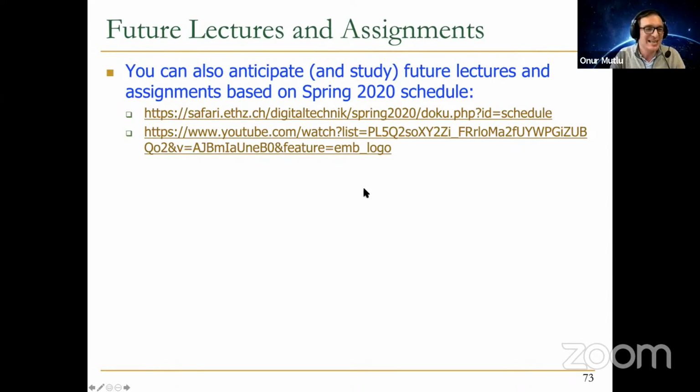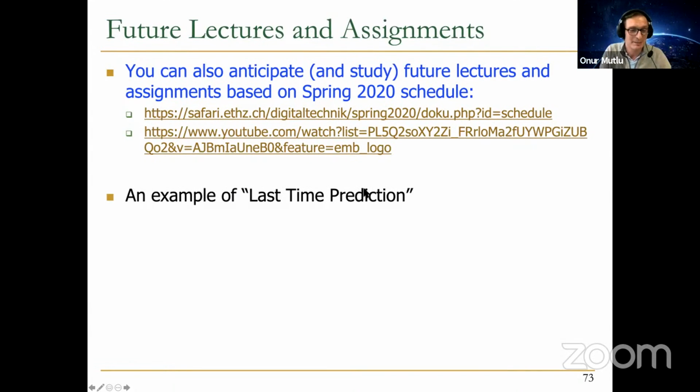And this is a good example of last time prediction. We're going to cover prediction and speculative execution as a basic principle to design high performance processors in this lecture.